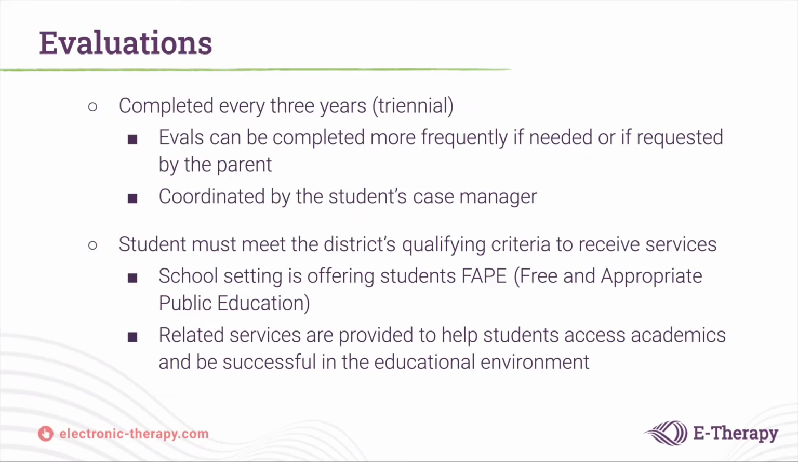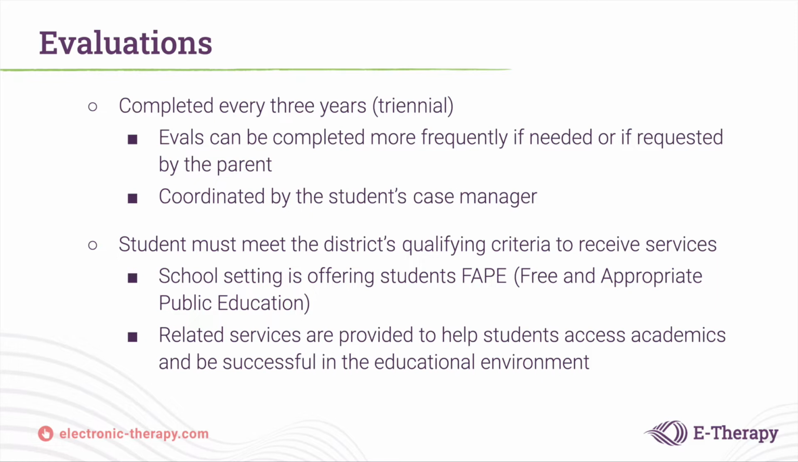Let's take a look at more information about evaluations in the school setting. Evals are completed every 3 years. So if you're working in a school, you may get a notification about a student's triennial that is coming up. Triennial, meaning every 3 years. That means it's their triennial evaluation where the team is going to do a comprehensive assessment to look at all of the students' skills.